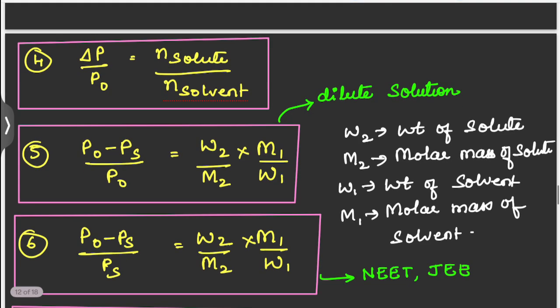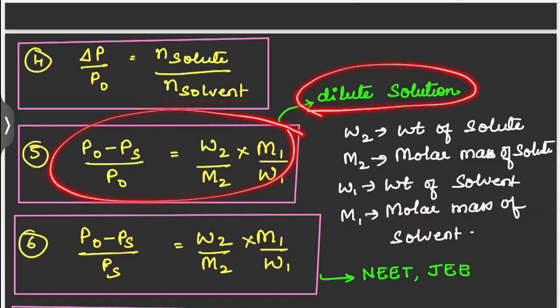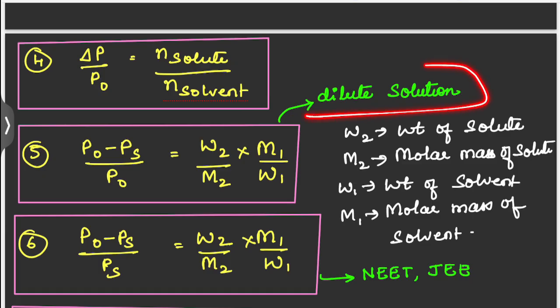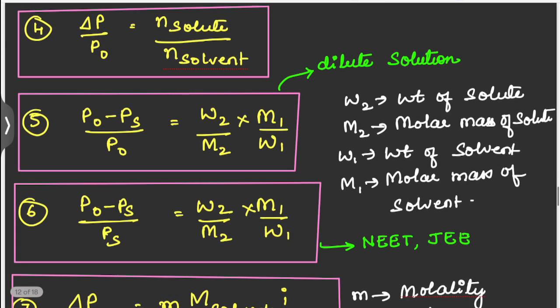And then next is P naught minus PS by P naught. So this is relative lowering of vapor pressure is equal to W2 into M1 divided by M2 into W1. So what is W2 here? W2 is called as weight of the solute. M2 is called as molar mass of the solute. W1 is called as weight of the solvent. M1 is called as molar mass of the solvent. And this equation is for dilute solution. So in the question, if you see, if it is a dilute solution, use this and directly you will be getting the answer. Whereas if it is concentrated, then answer might slightly vary.